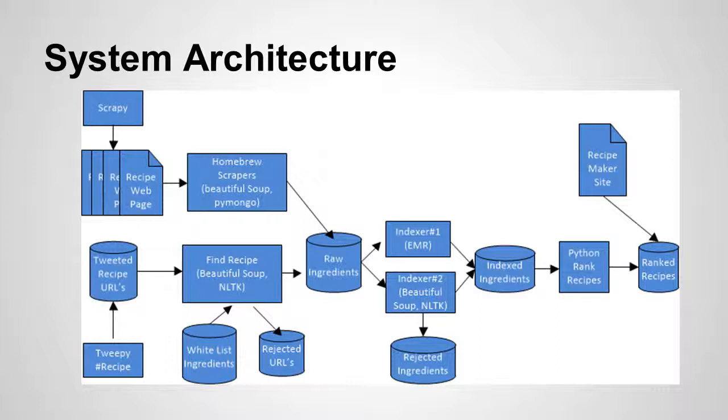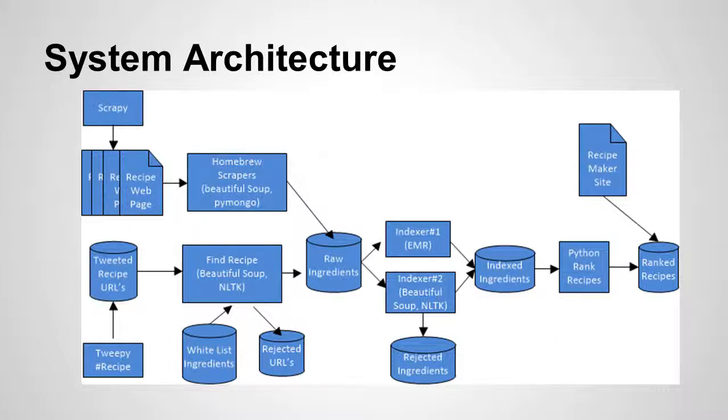This diagram shows our system architecture. In the top left-hand corner, we start with Scrapy, which went to a list of known good web pages and scraped the recipes there. To do that, we used a bunch of homebrew scrapers that Rich wrote. And these scrapers went to the page and got a list of raw ingredients, which we stored in the Mongo database. The indexer, written by Joan, went to the raw ingredients and indexed that list. And then finally, a Python program put those items in an easy to query format and stored it back again into a Mongo database. From there, the Recipe Maker site was able to query the ranked recipe list.